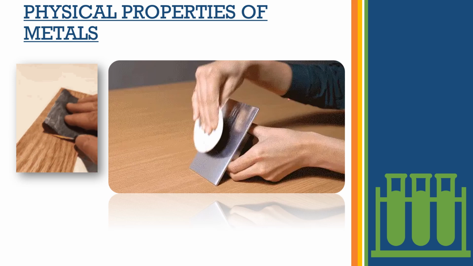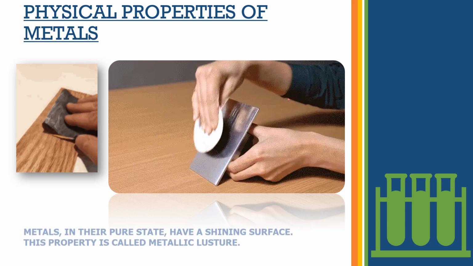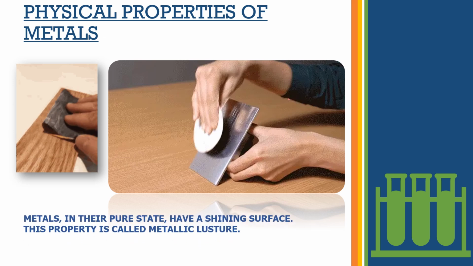So every metal shows this property, that is metallic luster. Metals in their pure state have a shining surface. Clearly you can see in both the pictures by comparing them. A wooden surface doesn't shine, but of course it will shine if you give it paint or shining liquid. But when you rub it with sandpaper, it will not show the shining property. Only the metal shows the shining property after or before rubbing with sandpaper, and this property is said to be metallic luster.